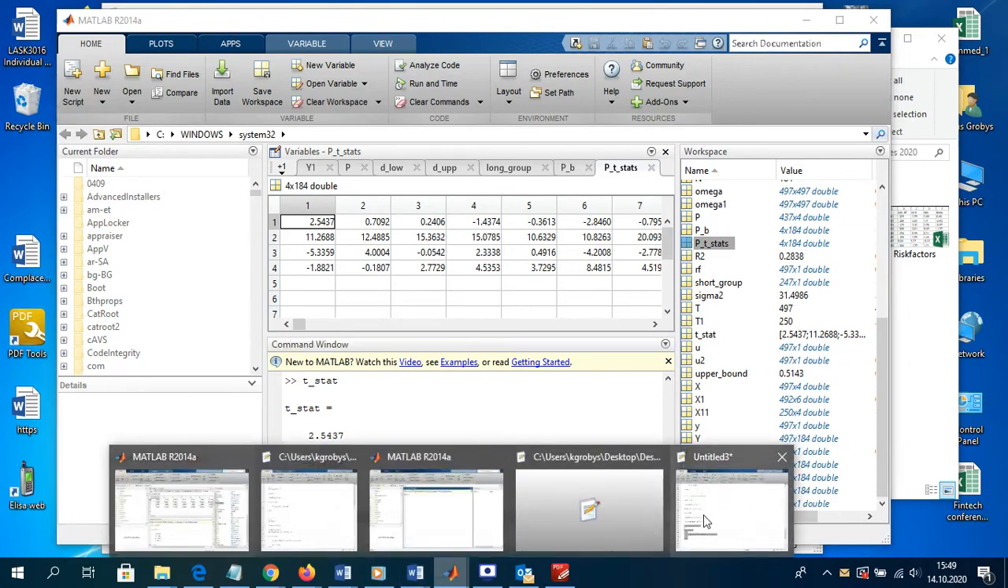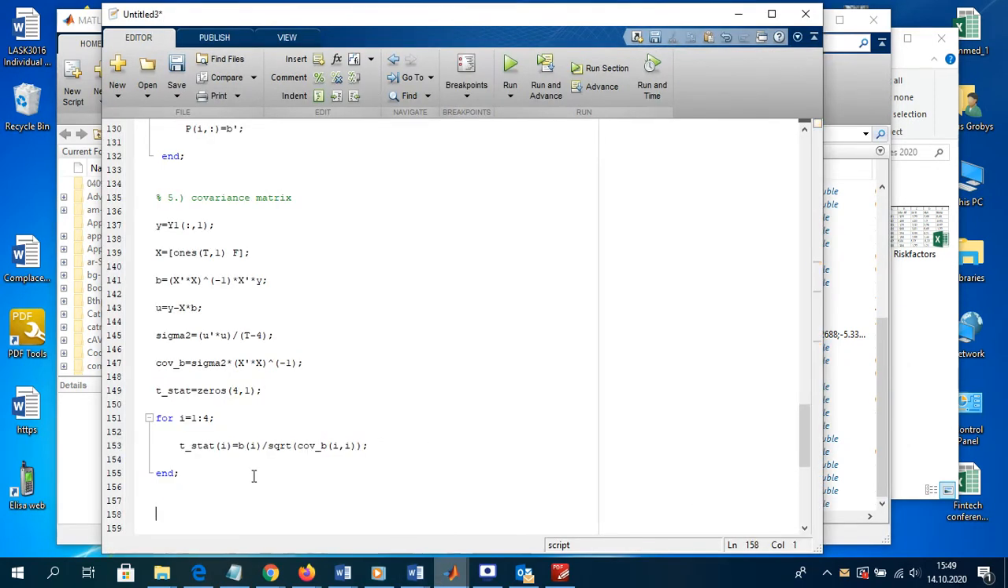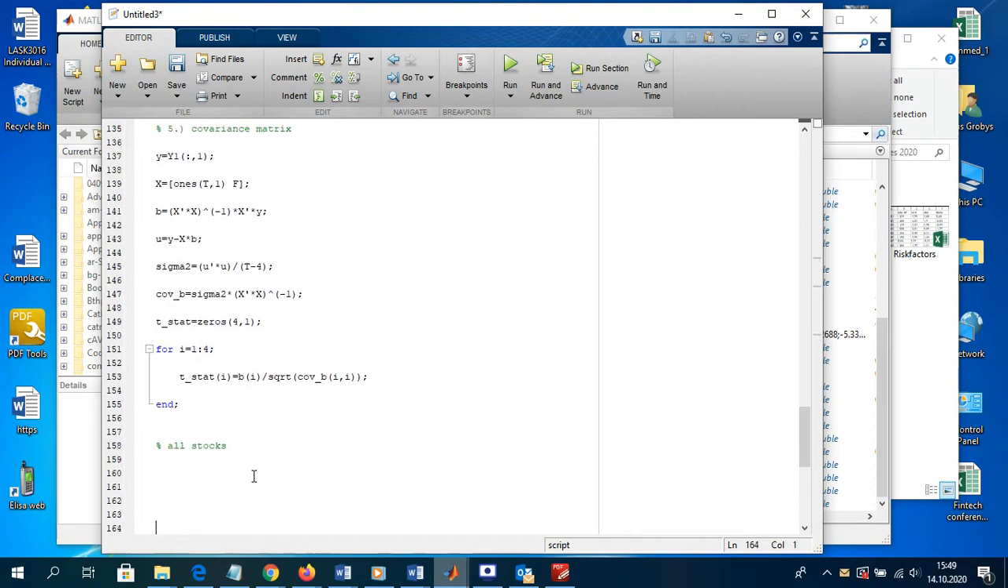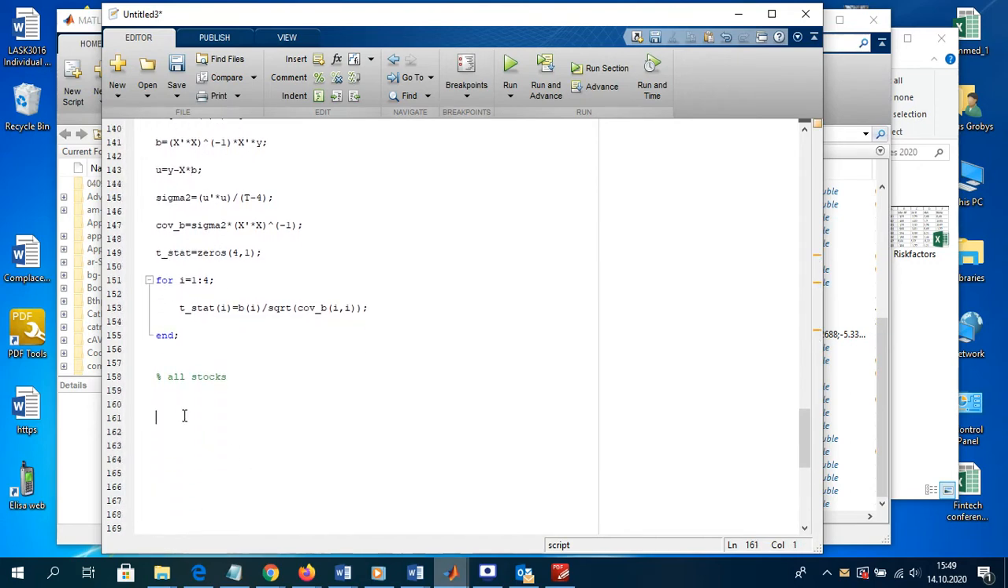So what do we have to do now? We have to do this across all stocks. So do it for all stocks now. First of all, we want to store our results. We create a matrix, capital P underscore B is equal to zeros, 4 and n. So obviously what we want to do here is store in each row the corresponding point estimator across our n stocks. So it's a 4 by n matrix.